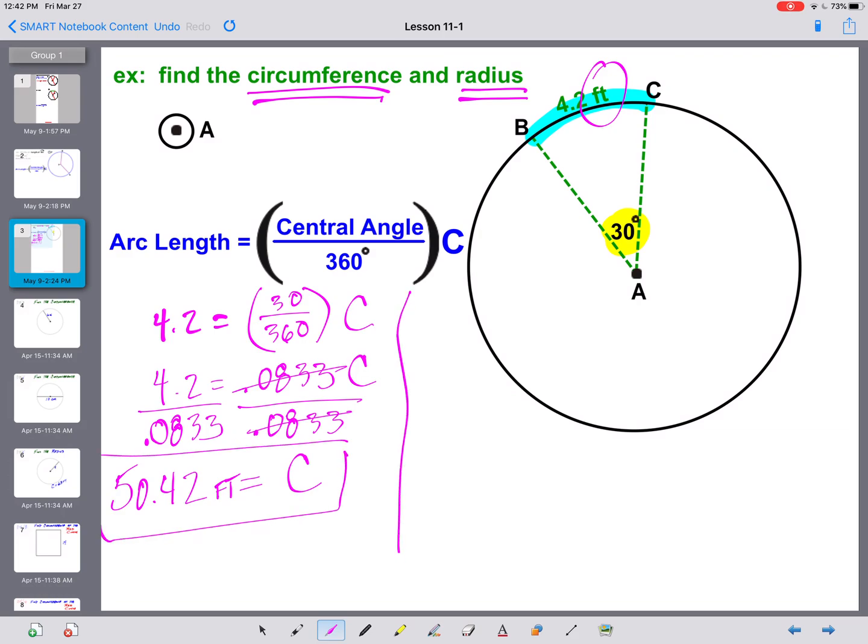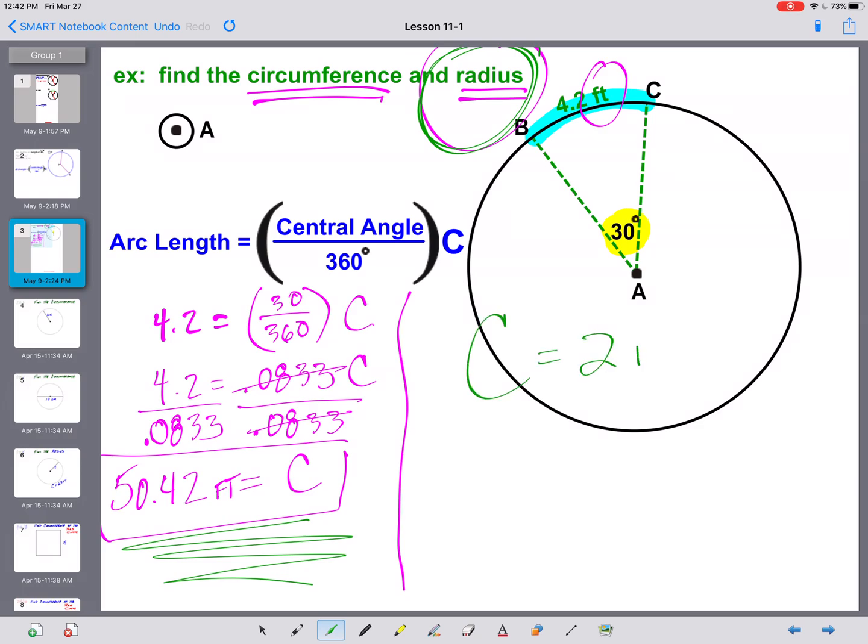Now, what do we do for the radius? Well, notice we have the circumference and I want the radius. What do I do? That's right, use the formula. We got a circumference equals 2 times pi times r. Plug everything in, okay? Circumference, there it is, 50.42 equals 2 times pi times the radius. That's the one thing we don't know.